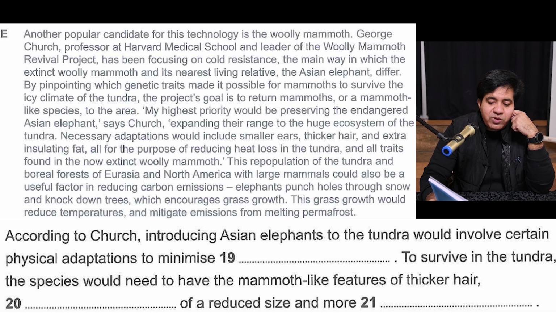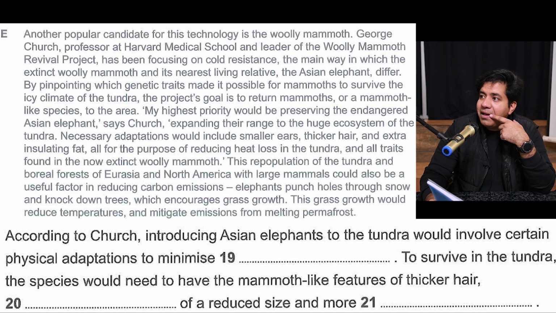For minimize, they use the word reducing. Same paragraph, read on. If you find the answer, just look at me, look up. Minimize, reduce, or reducing. You need to read about Asian elephants. All for the purpose of reducing. Come on, same paragraph E.